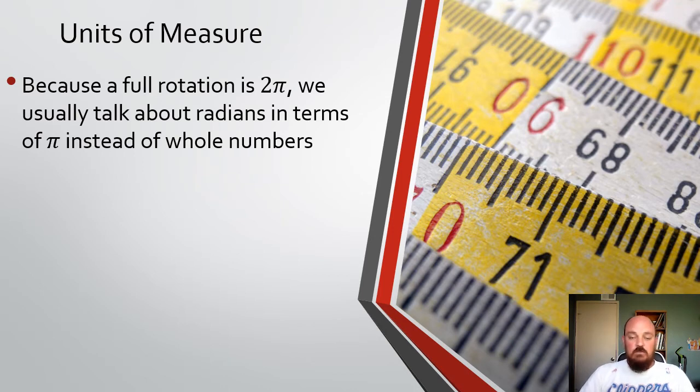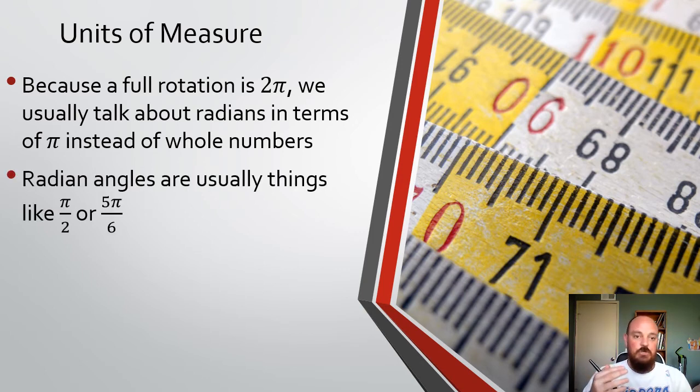Now, because a full rotation is 2 pi, we talk about radians in terms of pi. And this is why some people think they're harder than degrees. Degrees are mostly whole numbers, 20 degrees, 30 degrees, 90 degrees, 45 degrees, whereas radians tend to be fractions. You have things like pi over 2, 5 pi over 6, 7 pi over 4, things like that. Those are all common unit circle angles, which we'll go over when we do the unit circle. But for now, I just want you to understand what a radian angle is.